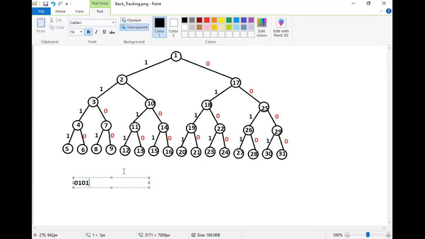Understood? So this is the main concept of backtracking. Using this concept, we are going to solve 3 different problems. Now, the tree diagram we have drawn here is called a space tree. It is called a space tree. Understood? Now, let us move on to the next.